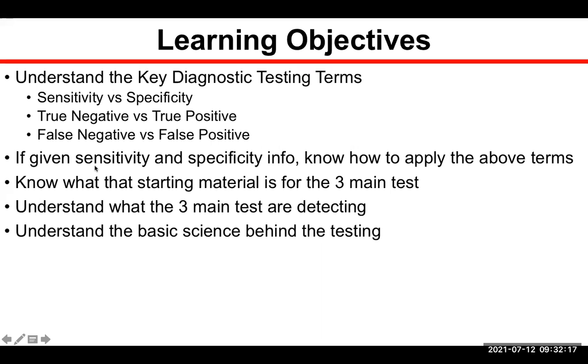Really understand the sensitivity and specificity if I were to give you some info dealing with that, and know how these terms apply to the data given. Know what are the starting materials for each of these 3 tests, and understand how these 3 tests are detecting COVID, so the genetic material or the protein or the antibodies. And then just understand the basic science behind the testing.